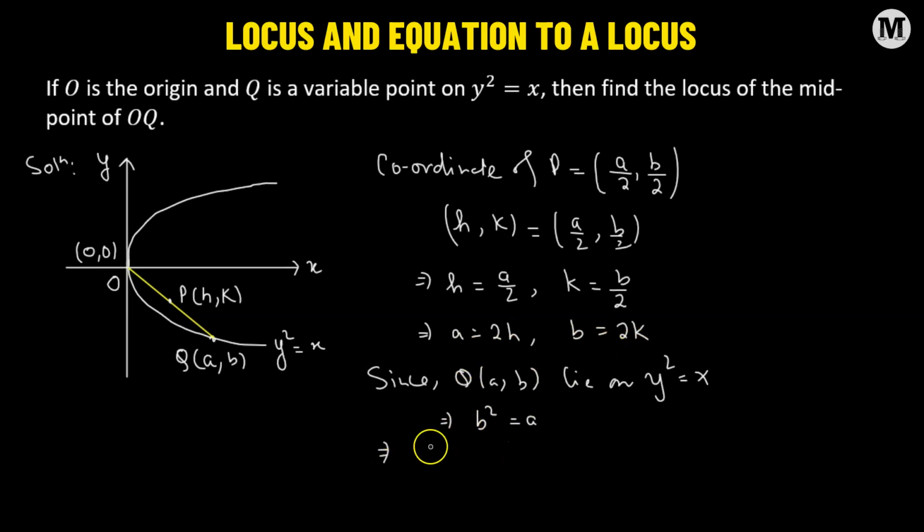In place of b, we have 2k. We are going to square it and equate it to a. A is 2h. So this is going to give us 4k squared equals 2h. Or we have simply 2k squared equals h.